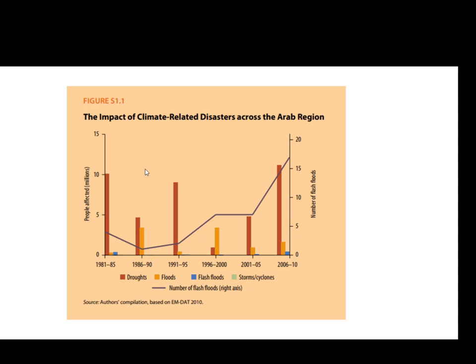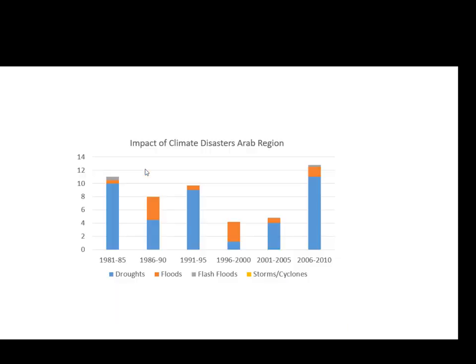But the problem here is I wanted to look at it from a different angle. Therefore, I put it like this. I put the floods and droughts and flash floods and storms in one clustered column, as you can see. Of course, here I used a stacked column chart because I saw that using the stacked column allows me to see the relative amounts of the effects of climate disasters in the Arab region better than the stacked line chart.